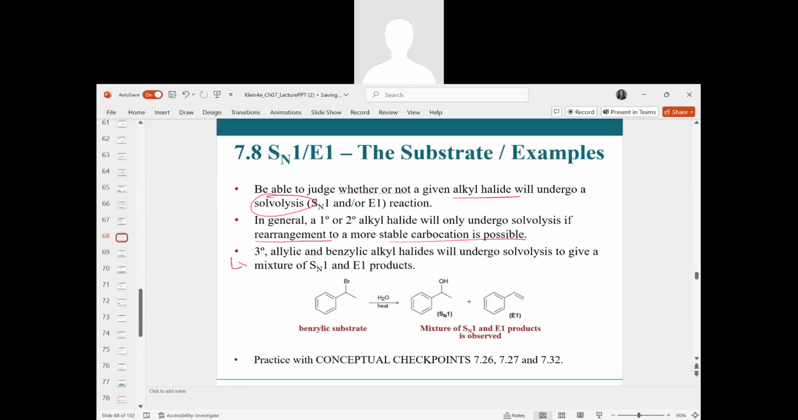And then if we have a tertiary to start, allylic or benzylic alkyl halide, so any of those three carbocations being stable enough without rearrangement, could also produce a mixture of SN1 and E1 products. So that's what we see here. This benzylic substrate would produce a carbocation here, and then we see an alcohol with substitution and our elimination E1 product here.